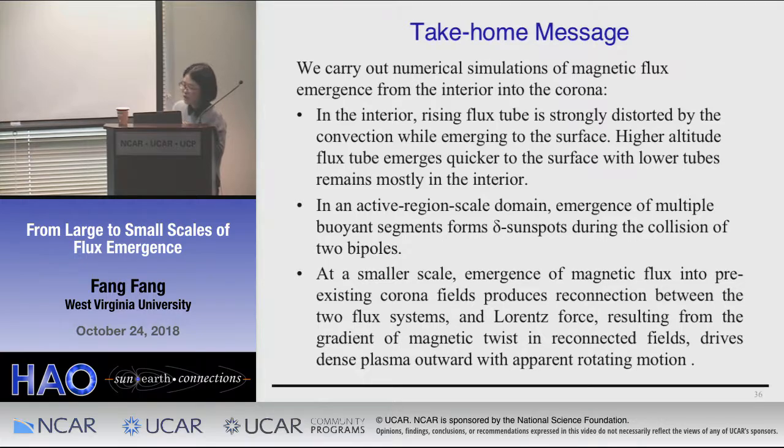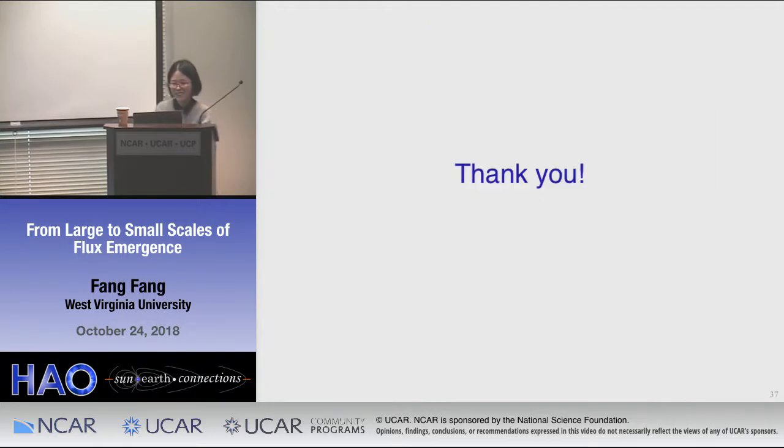So in the interior, we studied the rising flux tube, strongly distorted by the convection while emerging to the surface, and we find that higher latitude flux emerges quicker to the surface, with the lower latitude flux tube remaining mostly in the interior. And in the active region scale domain, we find that emergence of multiple buoyant sections forms a delta spot during the collision of the two bipoles, and also at a smaller scale, the emergence of magnetic flux produces reconnection between two flux systems, and the Lorentz force drives the plasma outwards with apparent rotating motion. And that's all. Thank you.